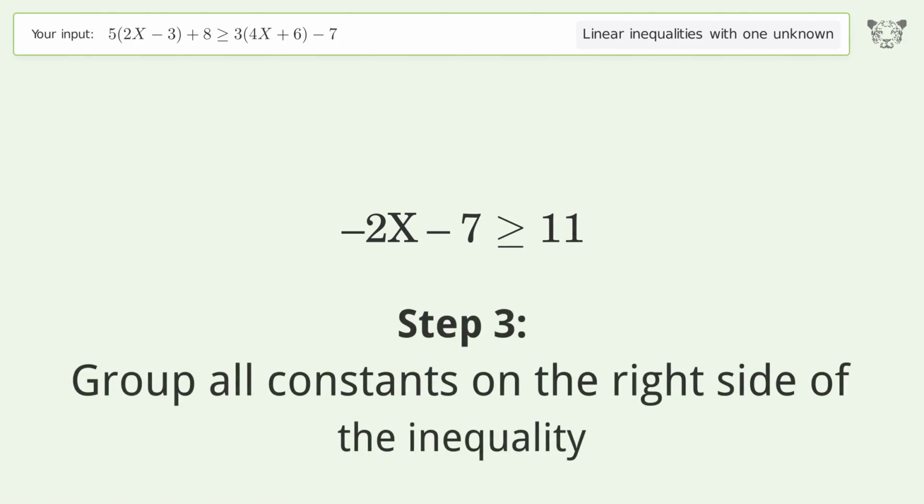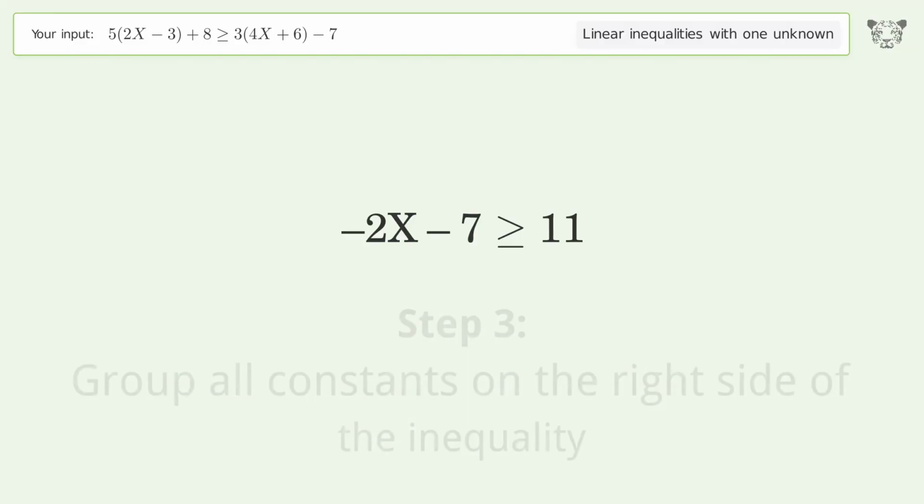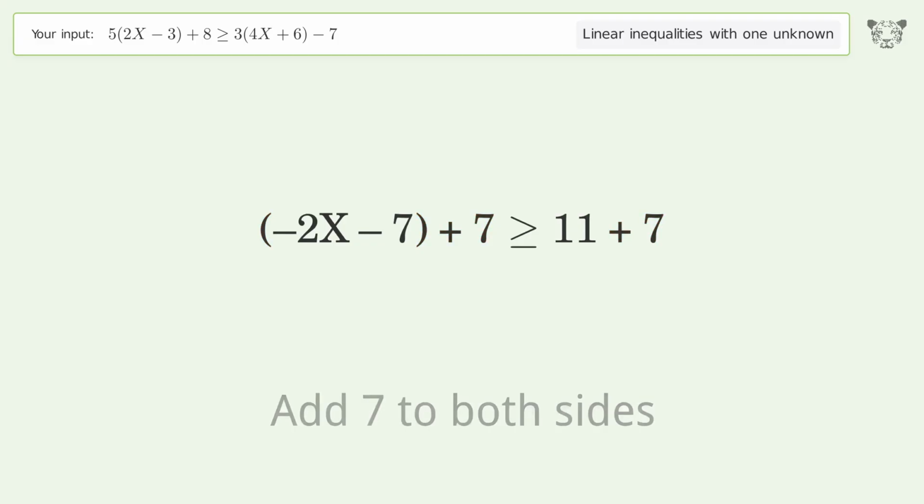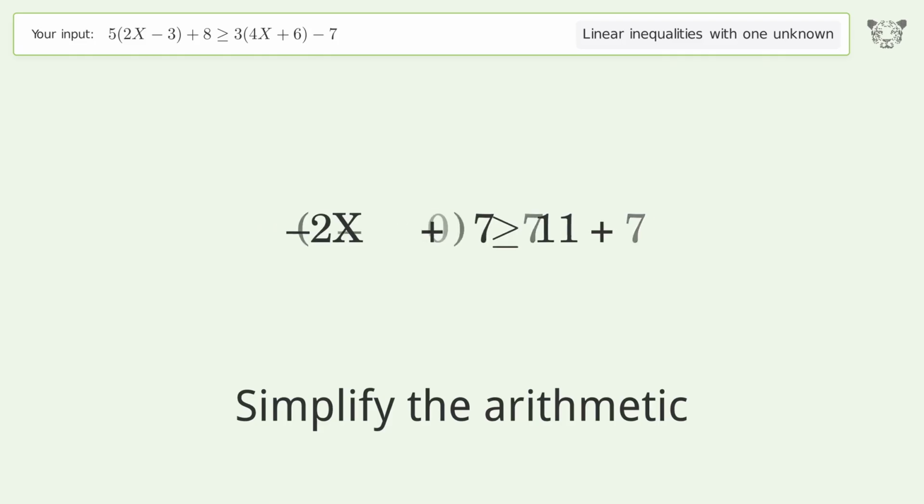Group all constants on the right side of the inequality. Add 7 to both sides. Simplify the arithmetic.